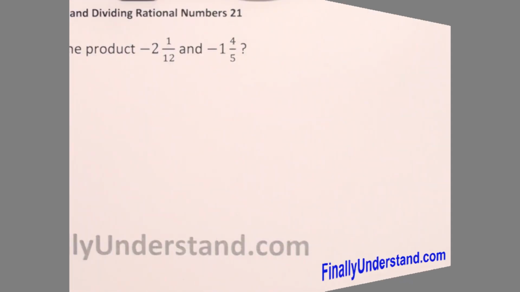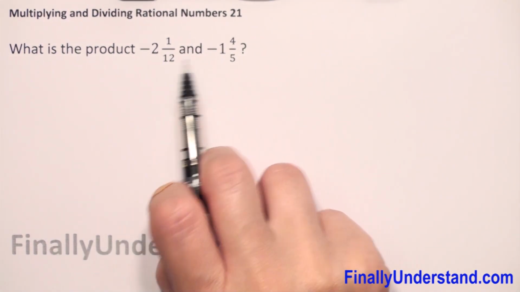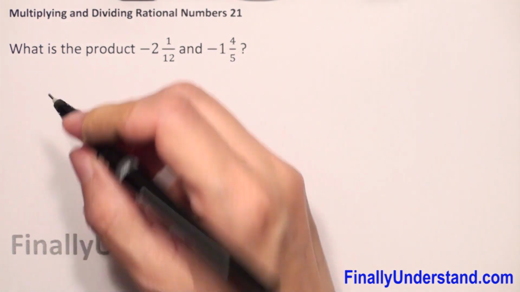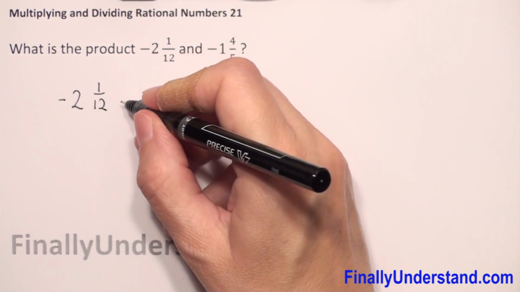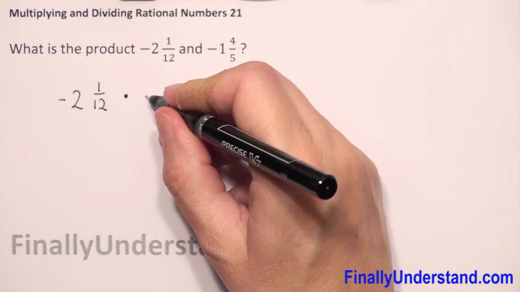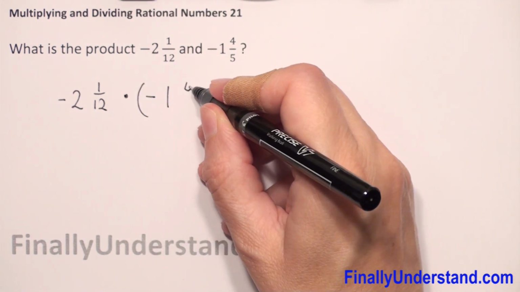What is the product of negative 2 and 1 over 12 and negative 1 and 4 over 5? Product means we have to multiply these two numbers. We have negative 2 and 1 over 12 times negative, let me write this in parentheses, 1 and 4 over 5.